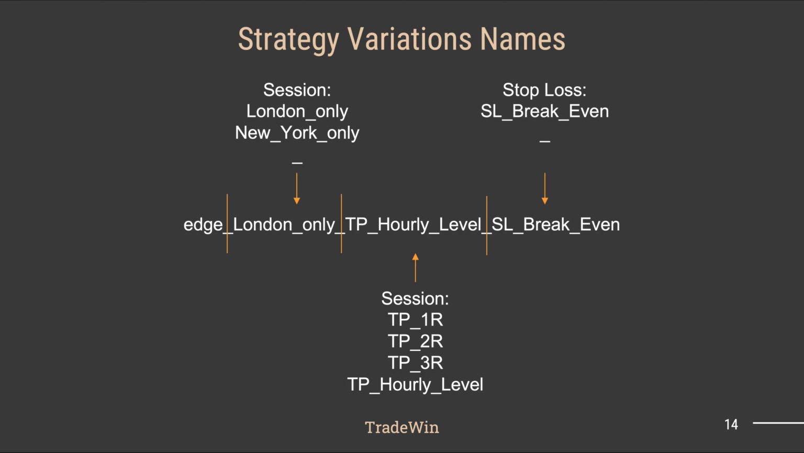And finally, the SL for stop loss corresponds to the stop loss condition. SL break-even means, as explained at the beginning of the video, that we set the stop loss to break-even whenever we reach 1 R of unrealized profits. Okay, so now you are able to understand any strategy variation.